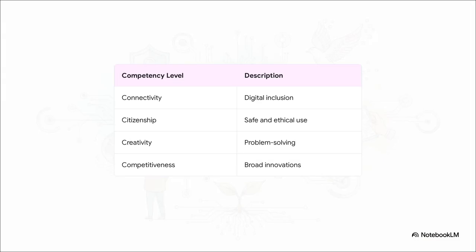The architecture of this framework is actually a really elegant matrix. It organizes these 32 competencies across 8 critical areas of digital life. We're talking identity, safety, emotional intelligence, rights, things like that. Then it scales those areas across 4 distinct maturity levels. So you start at foundational connectivity and basic citizenship, and you scale all the way up through creativity to reach market competitiveness. It is essentially a clear step-by-step roadmap for human capital development.